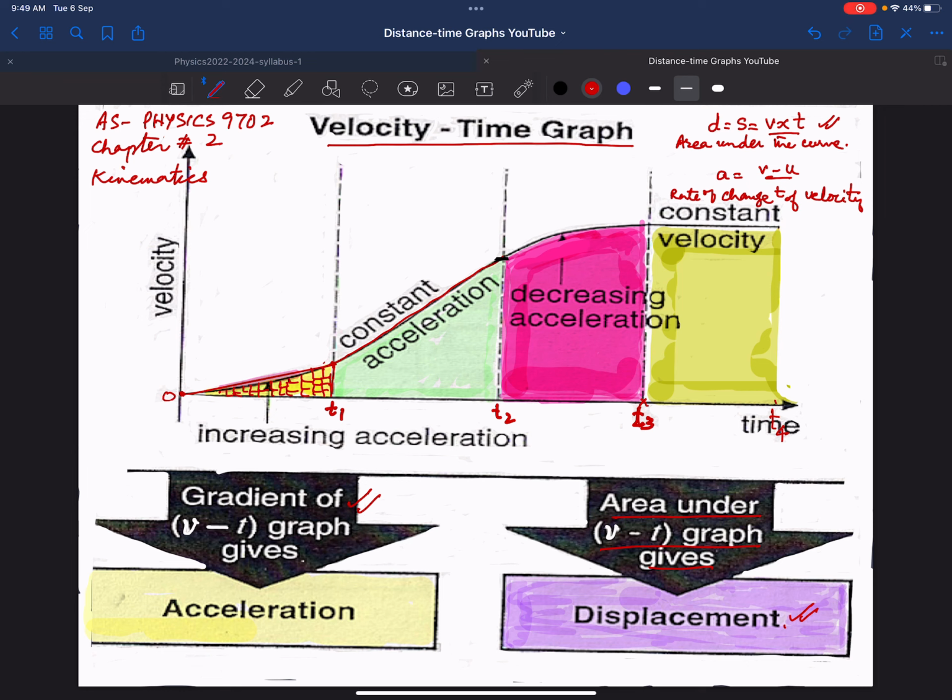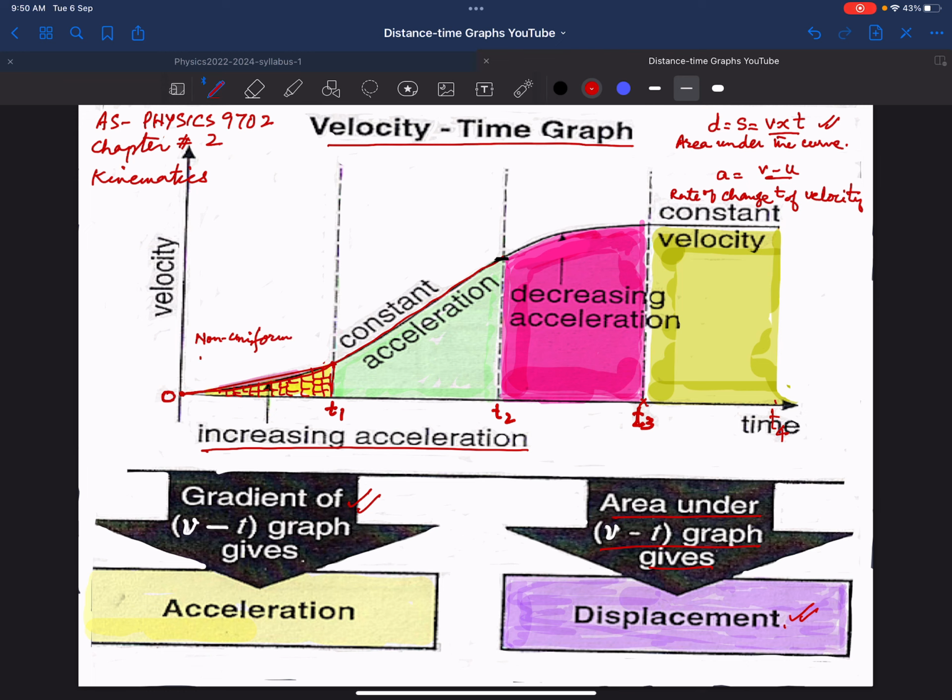If you concentrate on the given graph, you will see that from time 0 to time t1, the line is increasing with time, and the gradient of the line is increasing, which means the acceleration is increasing, or at each and every point the body is accelerating. Increasing acceleration means the acceleration is not uniform, it is non-uniform in this area.